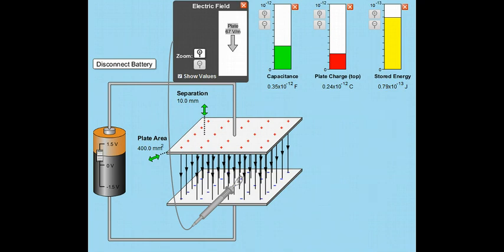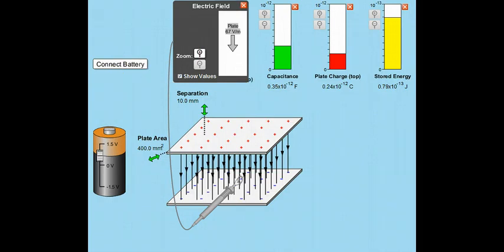Now one more little mini experiment. What would happen if I were to disconnect the battery and then perform the same experiment over? Now take a moment and tell me what would happen if I were to take this separation distance and decrease it, bringing these plates closer. What would happen to the capacitance, the plate charge, the stored energy, and the electric field established between the plates? Do you think you get the same result? Take a moment, think about it carefully, and jot down your answers.